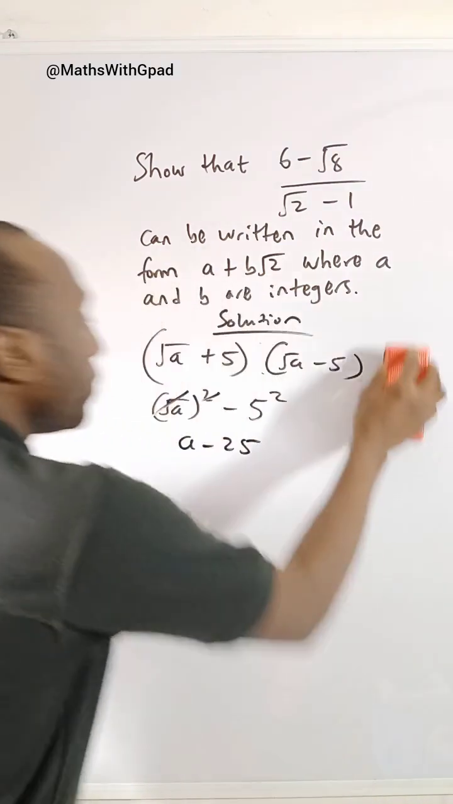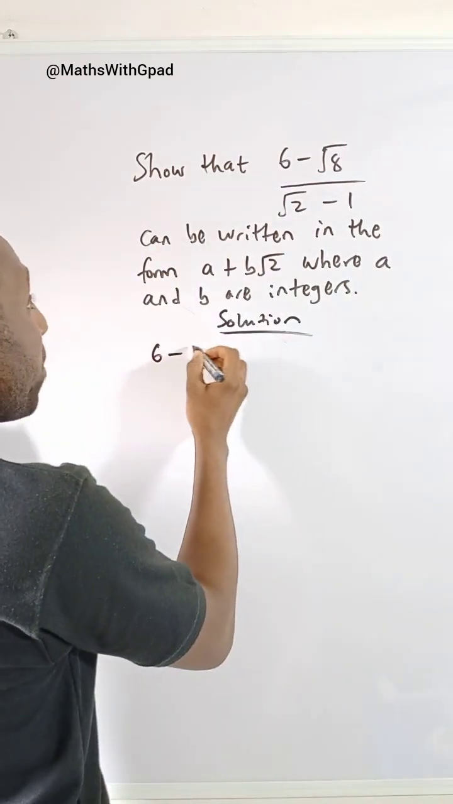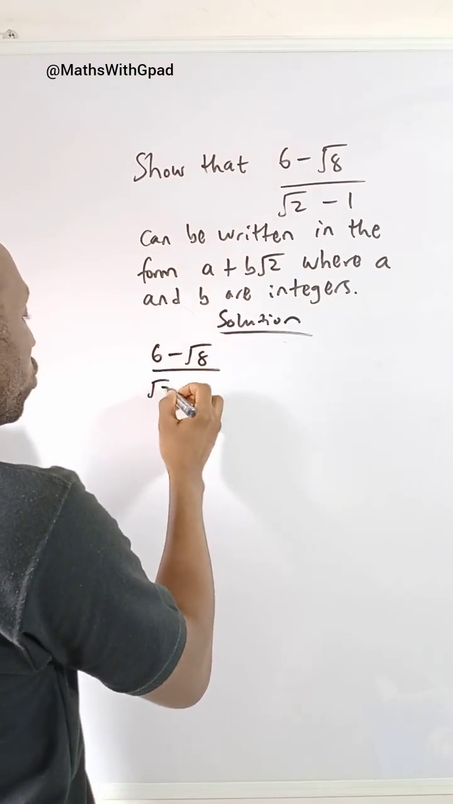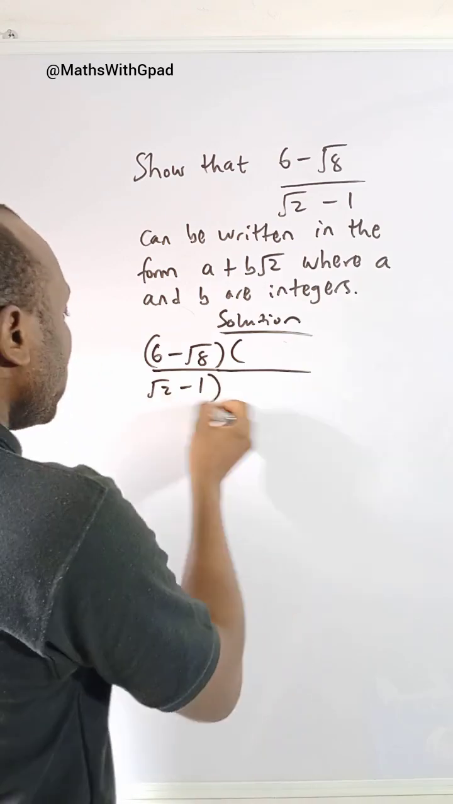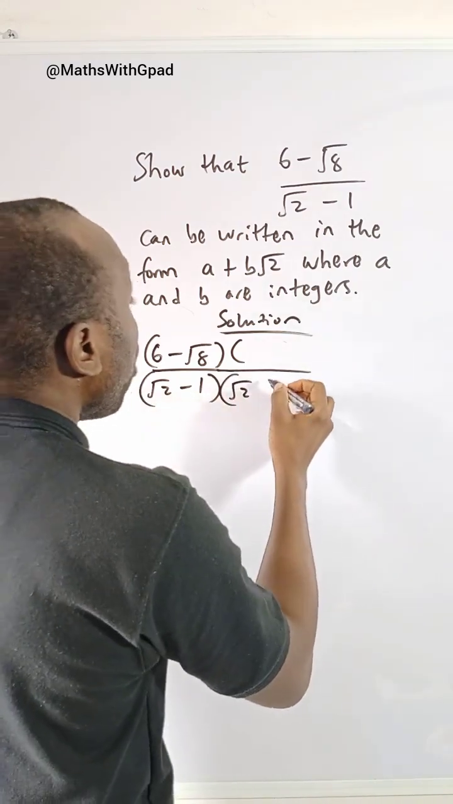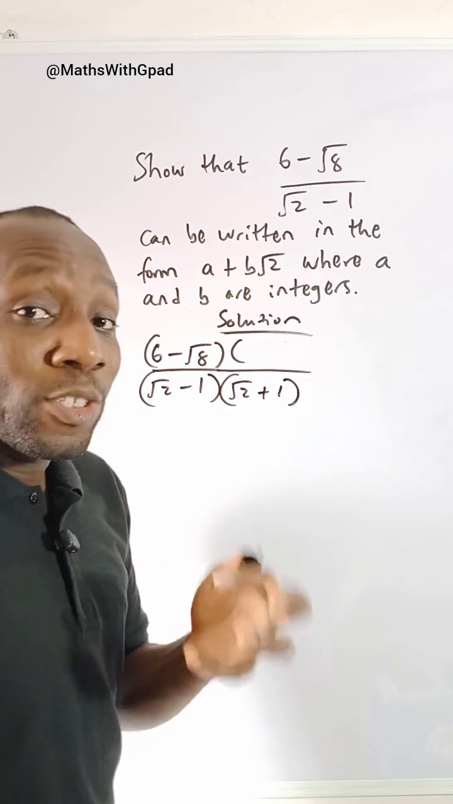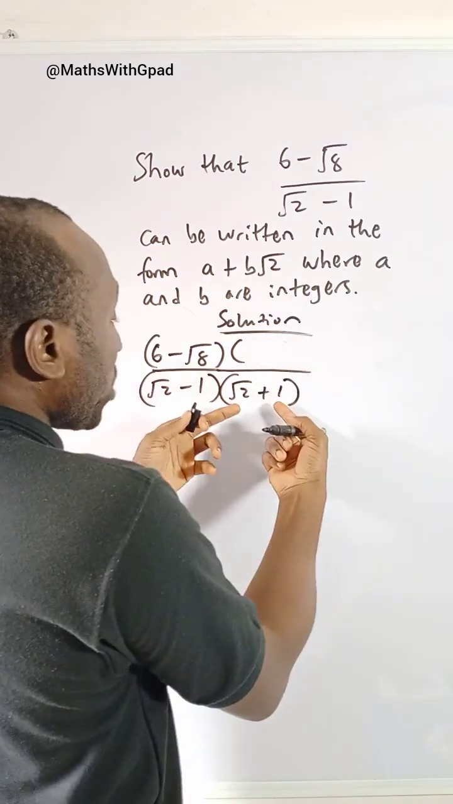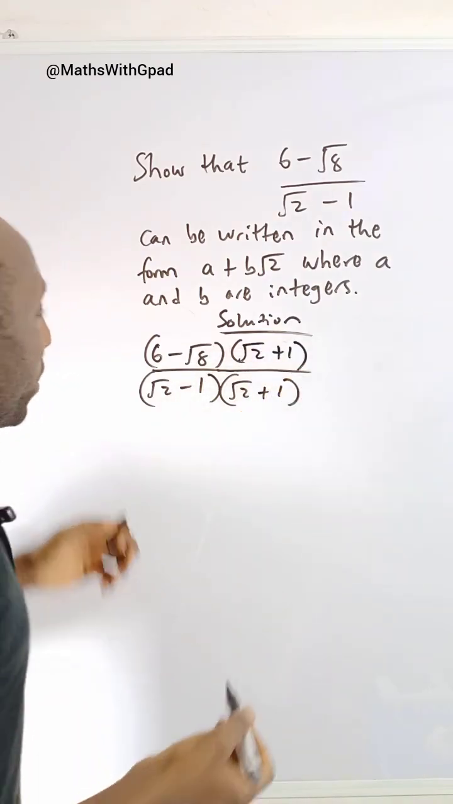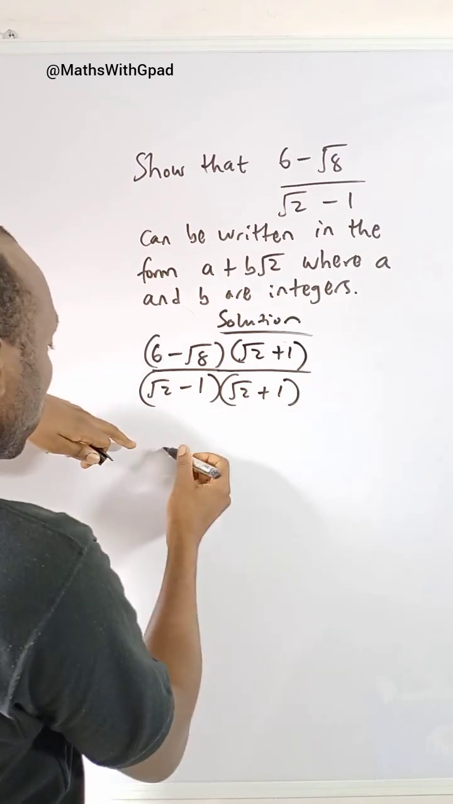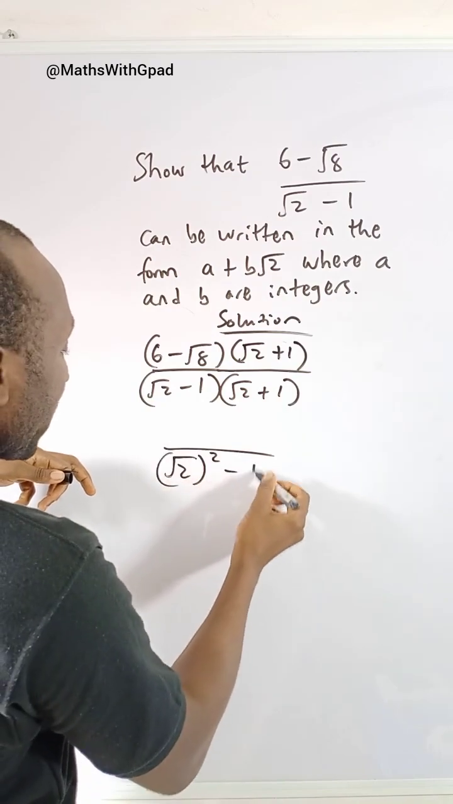Now quickly, let's go back to this question before us. So I'm going to have 6 minus root 8 over root 2 minus 1. Like I told you, we're going to multiply by the conjugate of the denominator. So you have root 2 plus, from minus to plus, so that it will have the form of difference of two squares. Now you have to multiply the numerator by the same thing here. So root 2 plus 1. It's time to expand. Now, I am not even going to stress it for the denominator. Just use difference of two squares like I earlier explained.